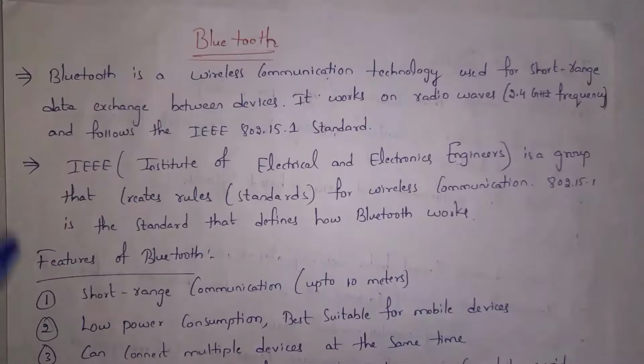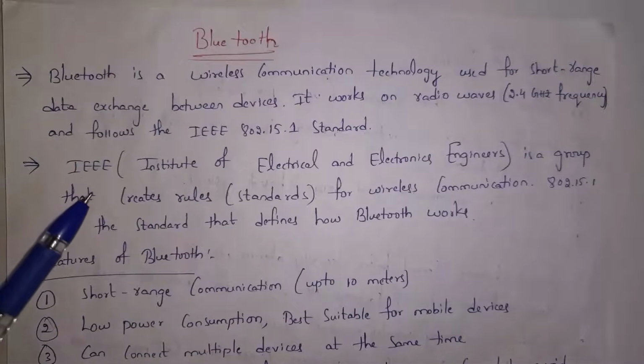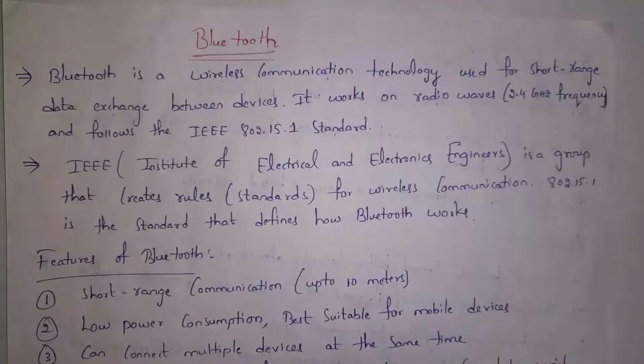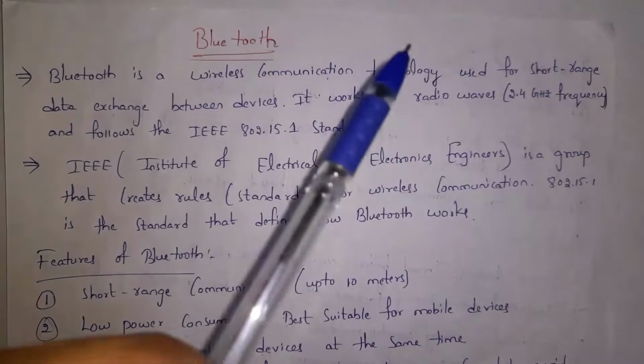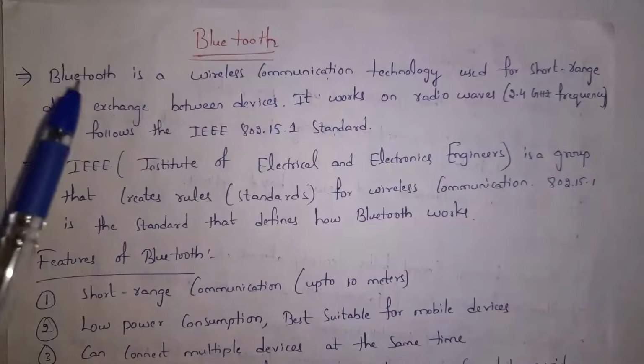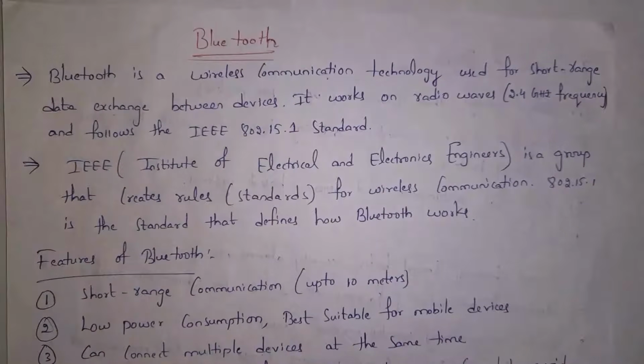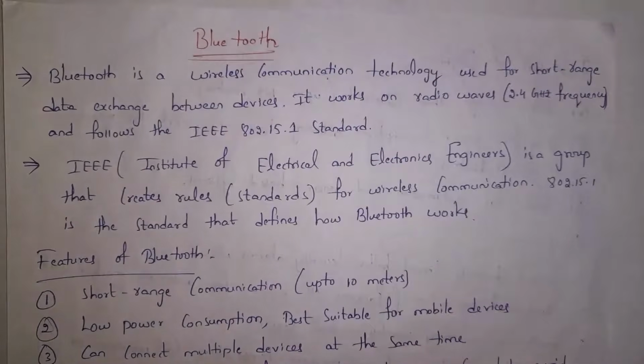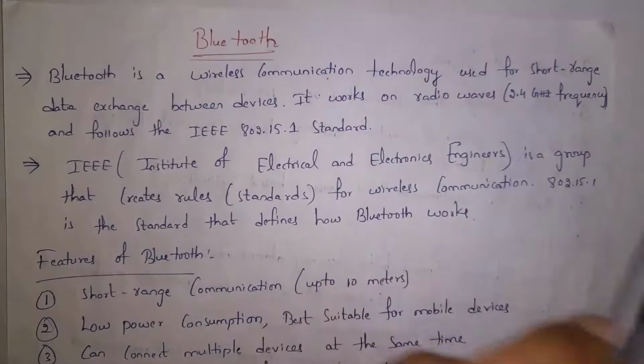Next, I will explain what is Bluetooth. Guys, as we know, Bluetooth is a wireless communication technology. By using Bluetooth, we can transfer files from one device to another device. So Bluetooth is a wireless communication technology used for shorter range data exchange between devices. Guys, if one device transfers data to another device by using Bluetooth, data is transferred in the form of radio waves with a frequency range of 2.4 GHz.